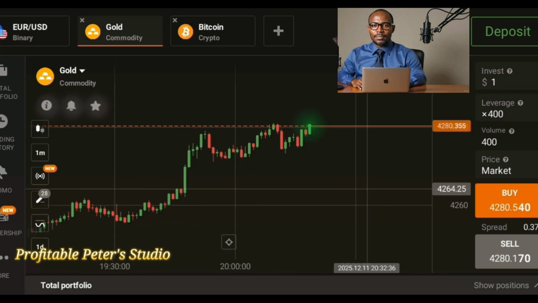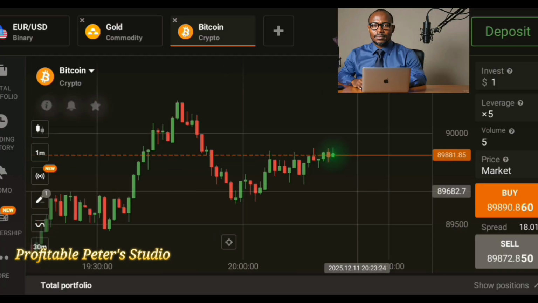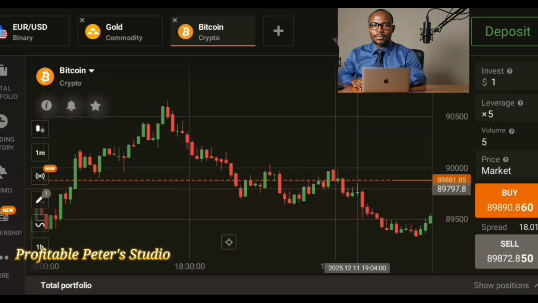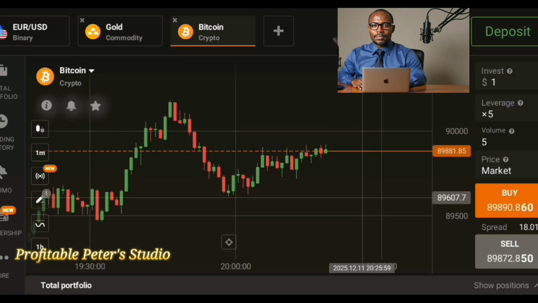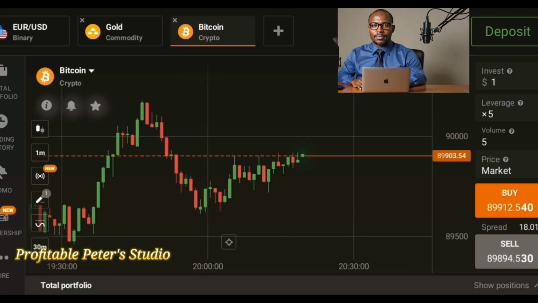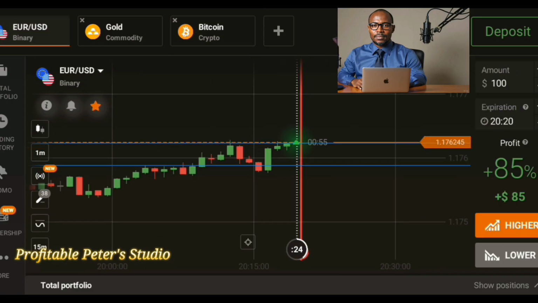Gold is also in an uptrend, and then Bitcoin is in a downtrend and is ranging at this point. All right, okay, it's ranging, but it really wants to go up. But let me stick to Euro USD.